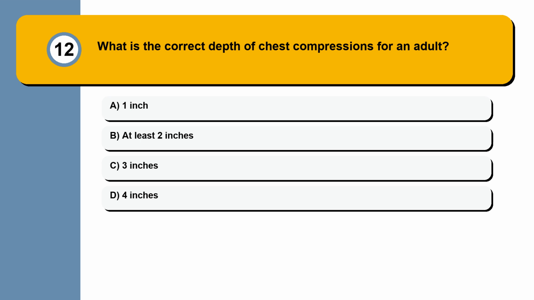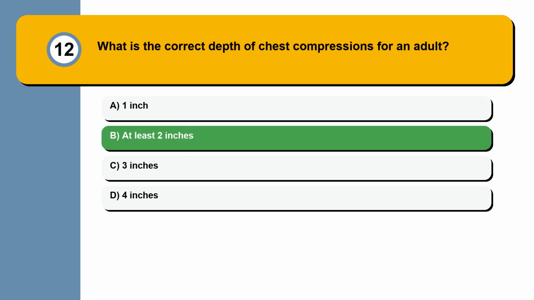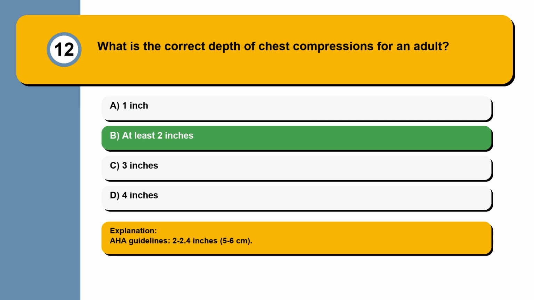Question 12. What is the correct depth of chest compressions for an adult? 1 inch, at least 2 inches, 3 inches, 4 inches. AHA guidelines: 2 to 2.4 inches, 5 to 6 centimeters.